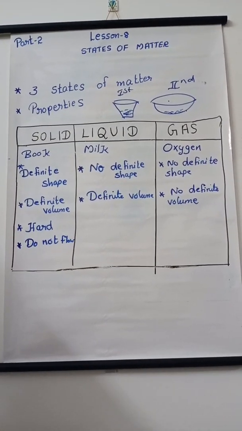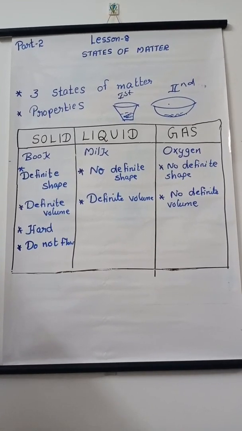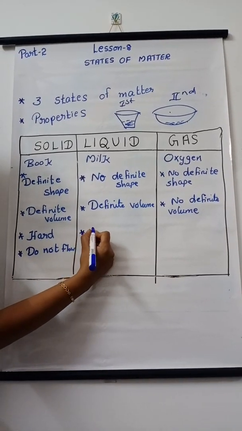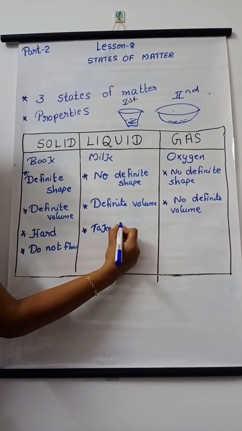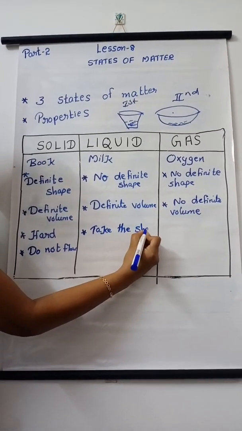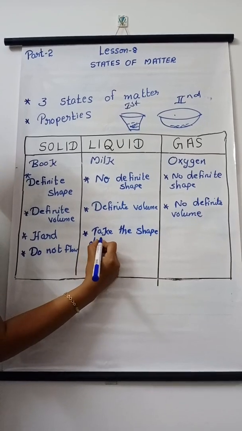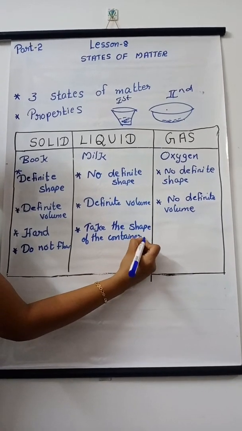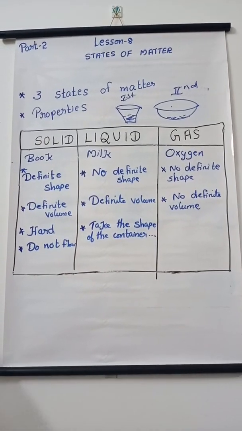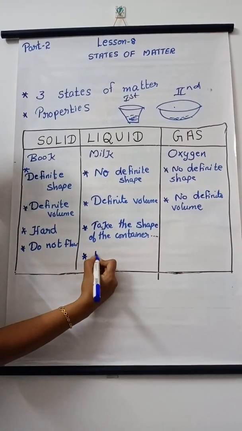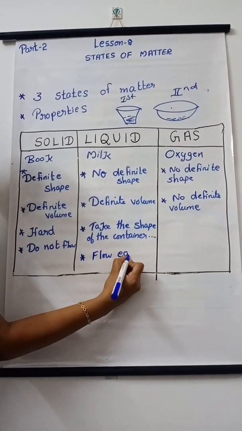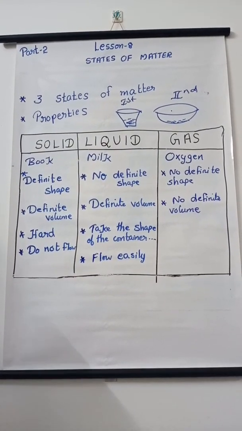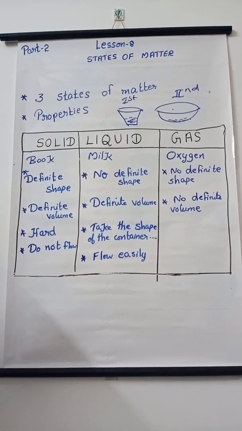Next properties of liquids are, as we have discussed, they take the shape of the container in which they are kept, and they flow easily. Water, juice, ink, etc. are other examples for liquids.